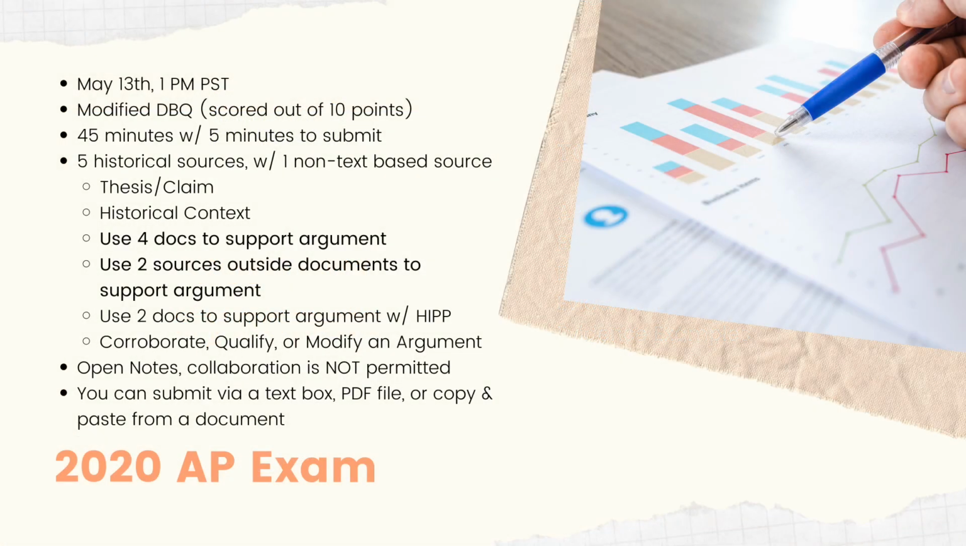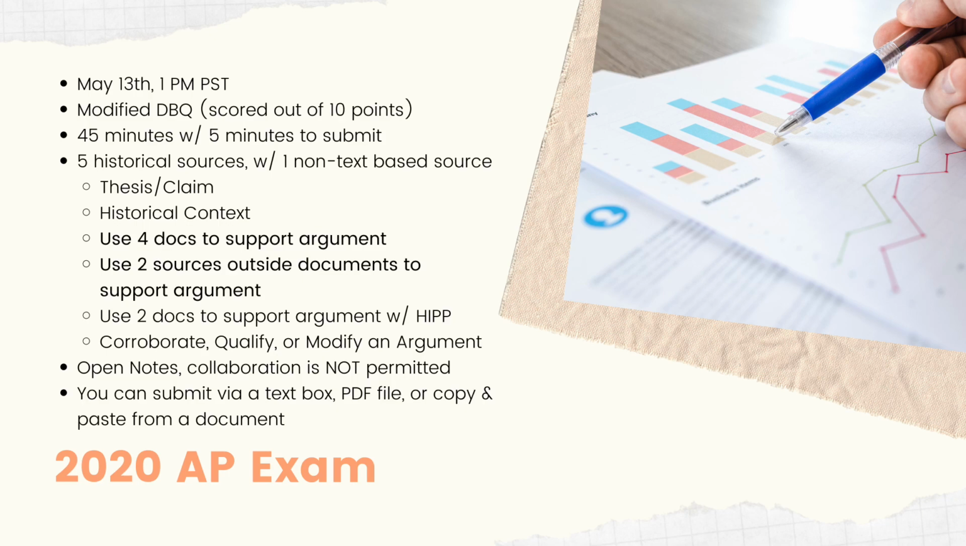As a review, our AP Euro exam will be on May 13th at 1 p.m. Pacific Standard Time. It is a modified document-based question scored out of 10 points. You have 45 minutes to write and analyze with 5 minutes to submit afterwards. And today we'll be focusing on using 4 documents to support the argument and using 2 sources outside the documents to support that argument.